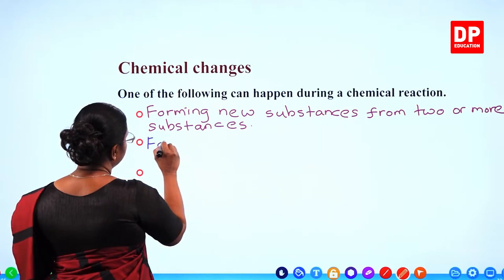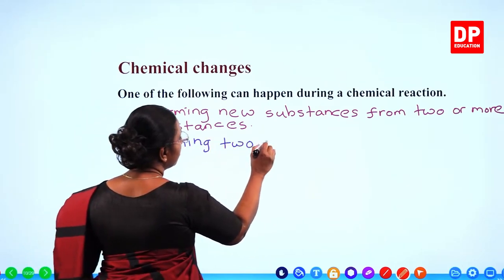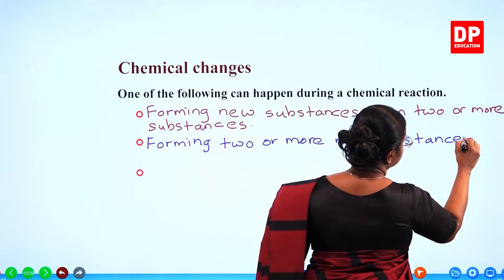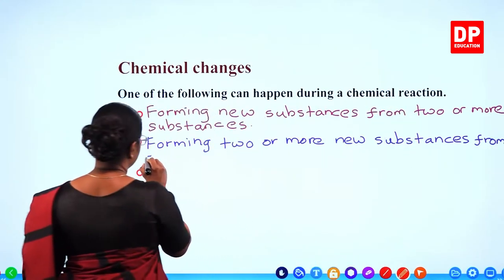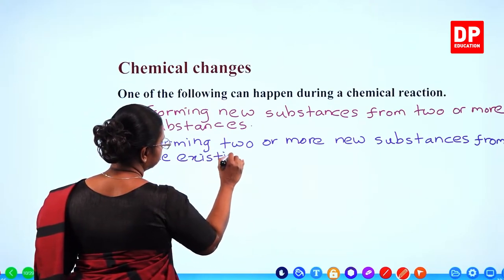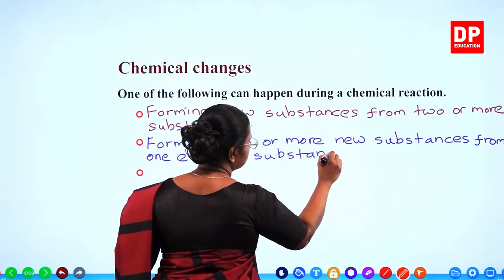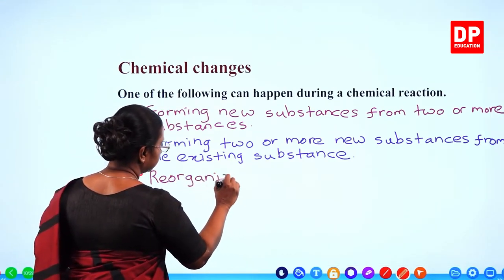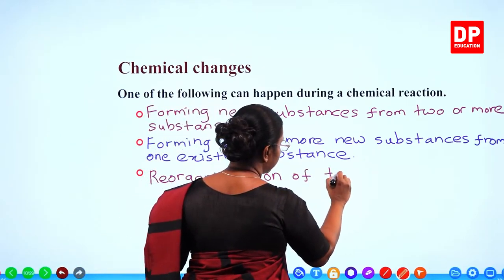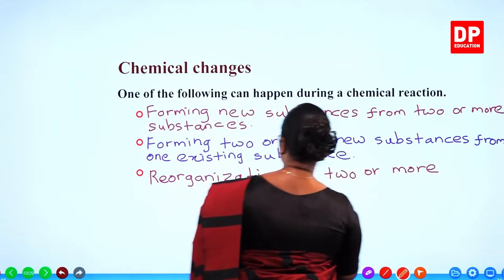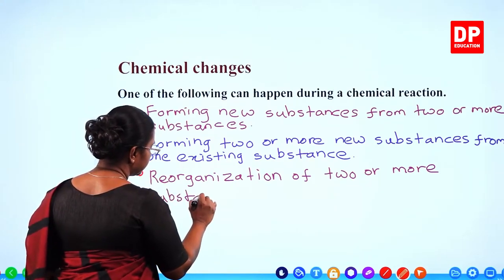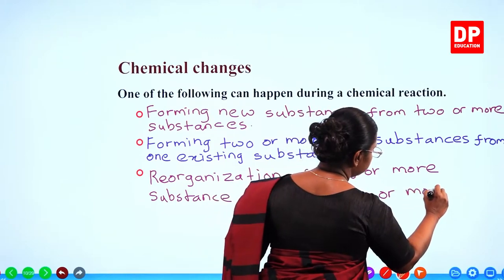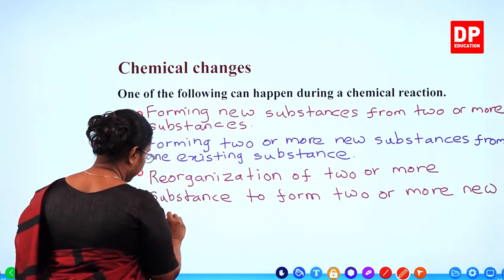The second one, forming two or more new substances from one existing substance. Then we can have reorganization of two or more substances to form two or more new substances.